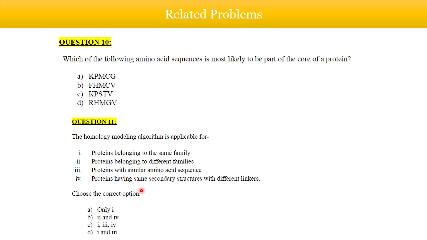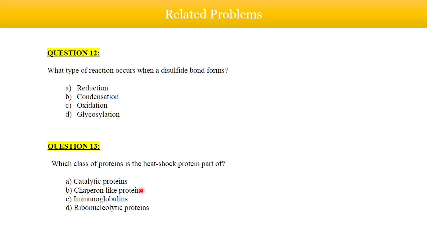Okay, so proteins belonging to the same family, that is correct. Proteins belonging to different families, that is not correct. Proteins with similar amino acid sequence is also correct. And proteins having same secondary structures with different linkers will also be correct, because even if you have a similar kind of fold, you can use that in the homology modeling algorithm. So option C is correct over here.